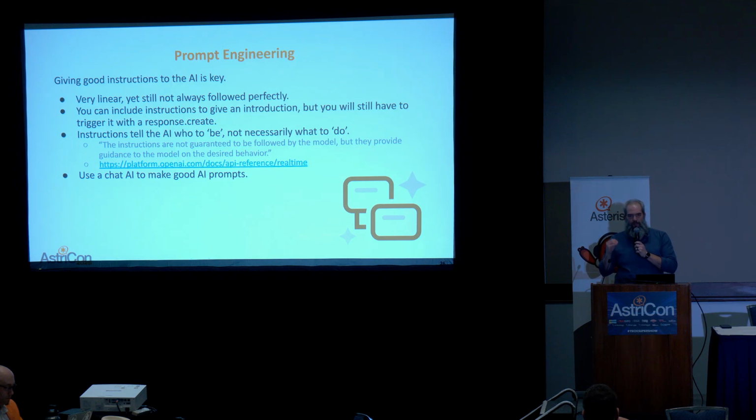So you have to be incredibly exact, because you're talking to someone who has no nuance, who doesn't understand metaphor. There's no metaphors with AI. You give it exact instructions. The instructions tell the AI who to be, not necessarily what to do. And I actually pulled this quote from OpenAI itself because this is my favorite quote of all AI, which says, basically, the instructions are not guaranteed to be followed by the model, but they provide guidance to the model on the desired behavior. What does that mean? It means whatever the heck you want it to mean. It means it's going to do what it's going to do, and hopefully it's what you want.